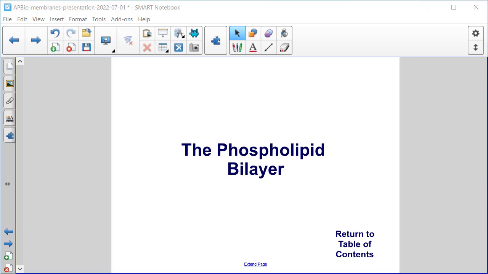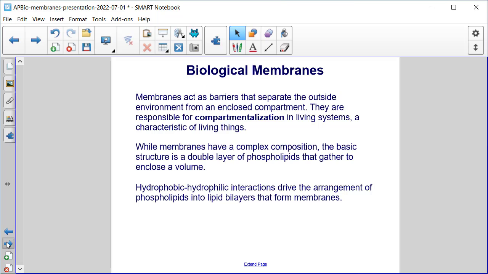First, let's discuss the phospholipid bilayer. Biological membranes. Membranes act as barriers that separate the outside environment from an enclosed compartment. They are responsible for compartmentalization in living systems, which is a characteristic of living things.